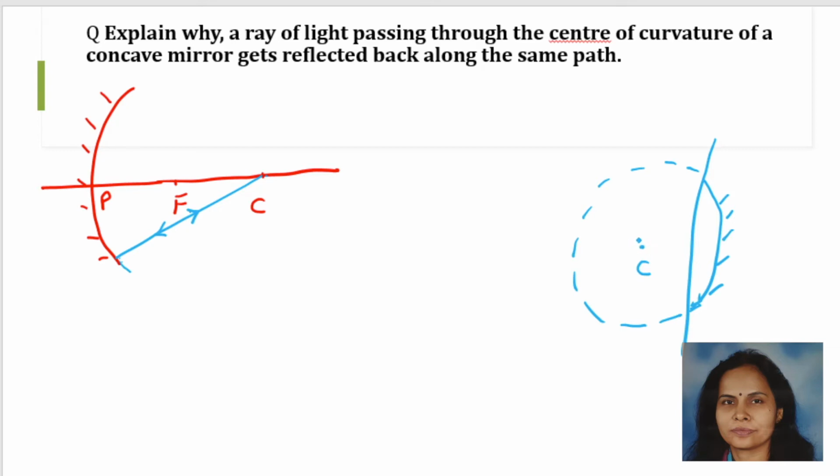Now we are talking about the normal to the spherical mirrors. As you have done in geometry also, in case of any point on the circumference, if I am joining any point on the circumference to the center, then this will be perpendicular, right? So this is 90 degrees here, or I can take any other point on the circumference. If I'm joining this C with any point on the circumference, this will be 90 degrees.